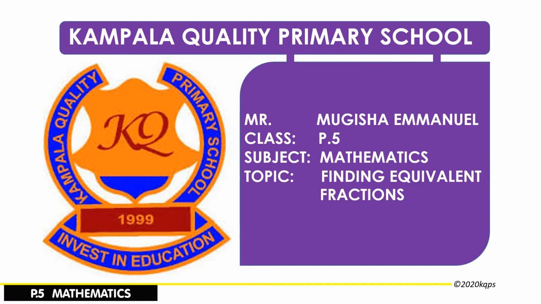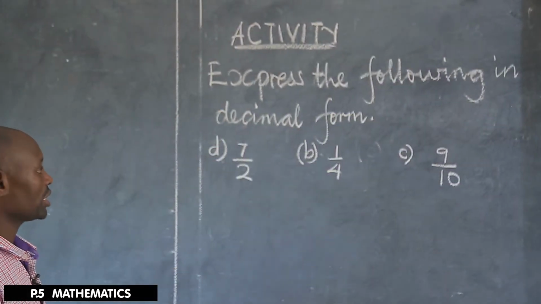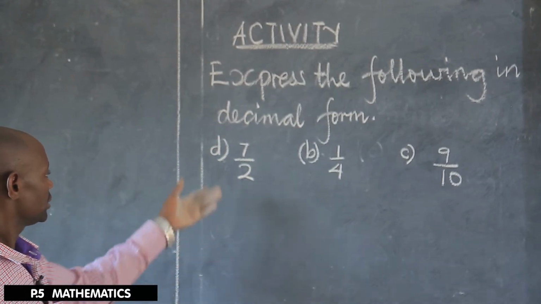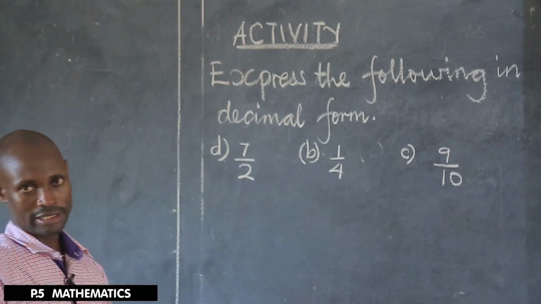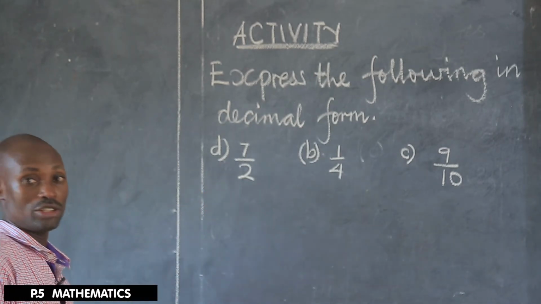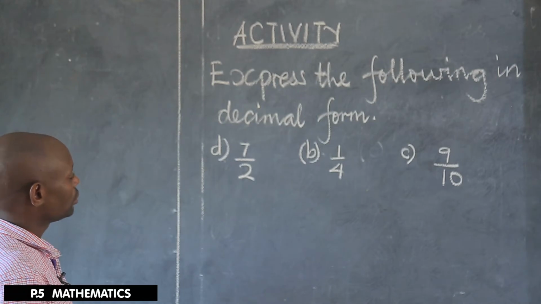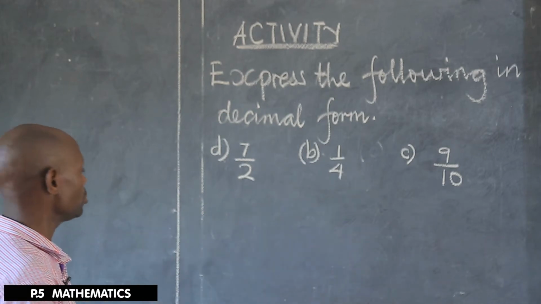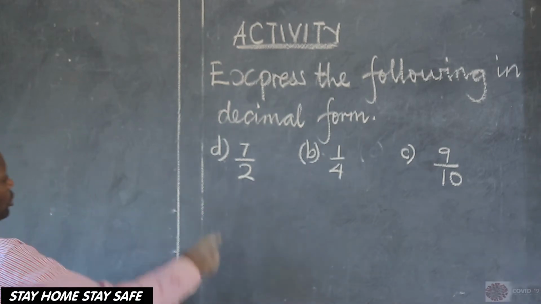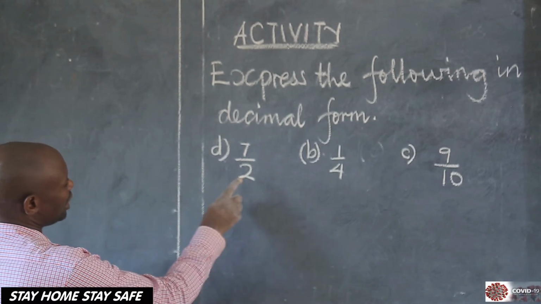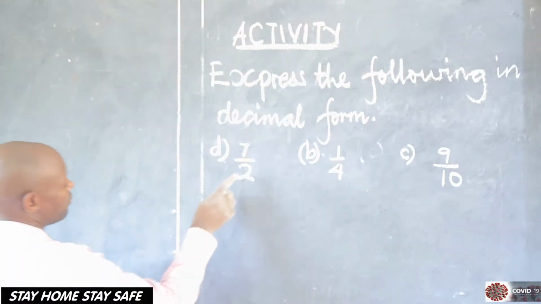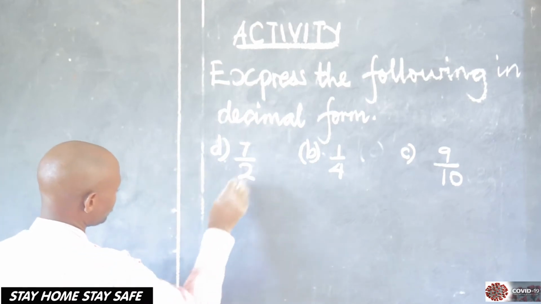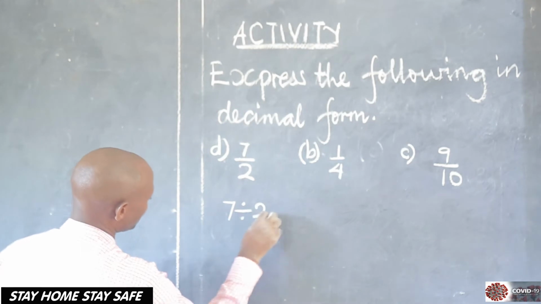But before I take you through today's lesson, I want to make a few corrections in the activity which I gave you. And I have chosen D, B, and the other one. These numbers were in your exercise, and I hope you are not going to change your answers. You are going to compare and do corrections where you need to do corrections. So this one was demanding you to find the decimal number for this. And 7 out of 2 means 7 divided by 2.